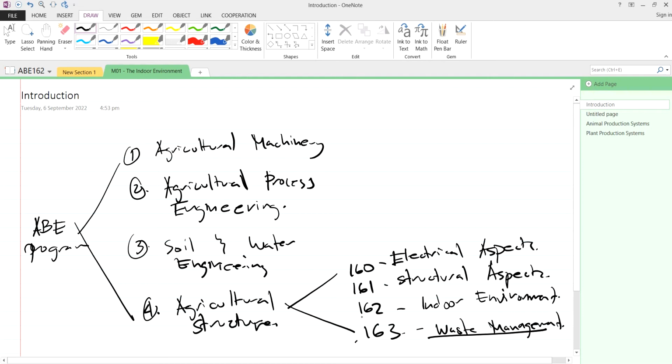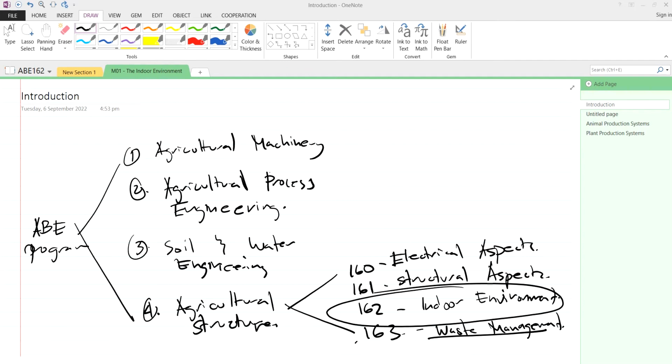So in this course we are here: 162, the indoor environment. In this 162, we will study the effects of the indoor environmental parameters on plant production systems and animal production systems. Take note of the word indoor. That means we are only dealing with the inside environment.